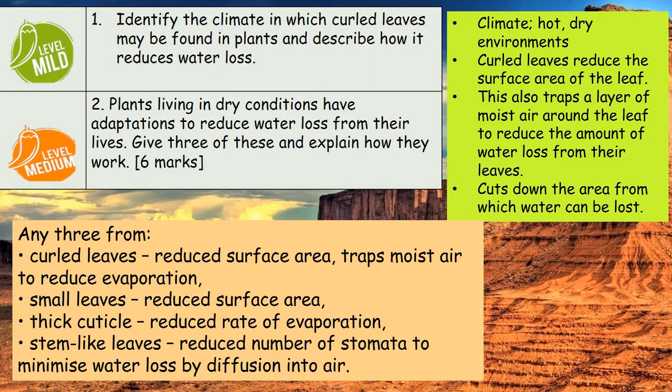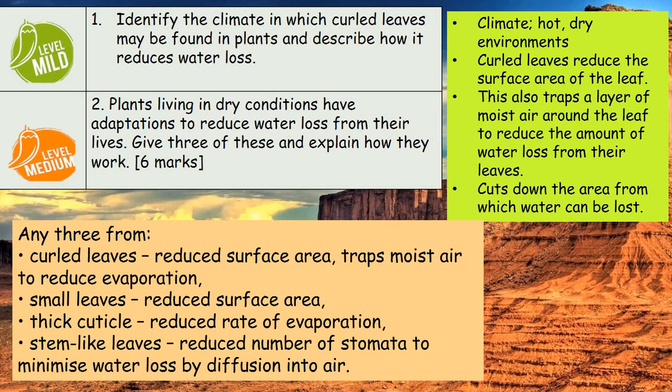Okay, so first one, climate: hot, dry environments. Identify the climate in which curled leaves may be found in plants and describe how it reduces water loss. Well, the curled leaves reduce the surface area. A lot of this is about surface area, as was mentioned in the beginning of this video. Smaller surface area will decrease the rate of transpiration. The curled leaves also trap a layer of moist air around the leaf to reduce the amount of water loss from their leaves.